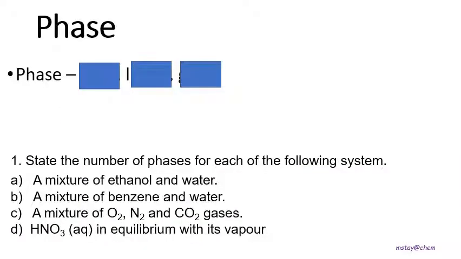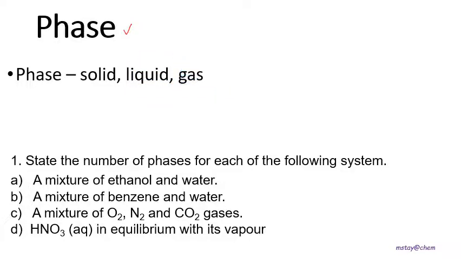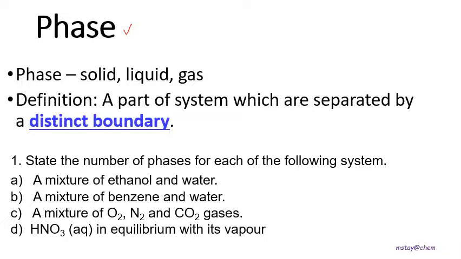Now, let's start with the meaning of phase. Basically, there are three physical phases: solid, liquid, and gas. The definition of a phase is a part of the system which is separated by a distinct boundary. Boundary in Bahasa, we can say is sempadan. If you cannot see any boundary, it means there is only one phase. If you can see one boundary, it means there are two phases. So let's continue with the example over here.